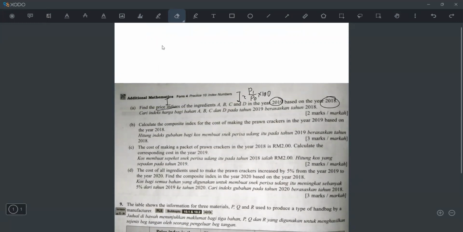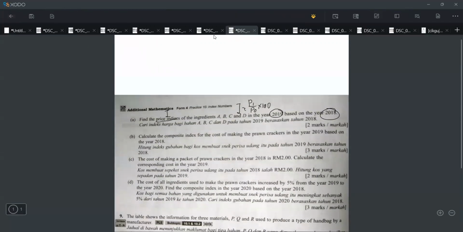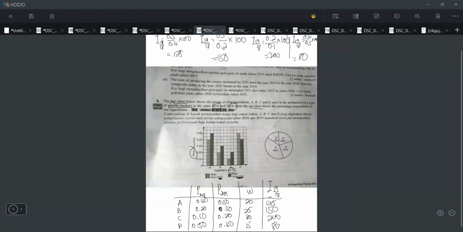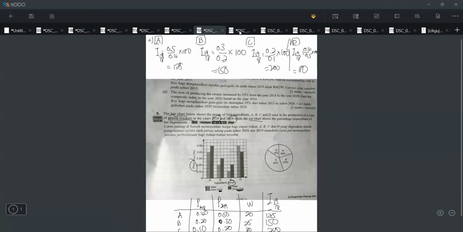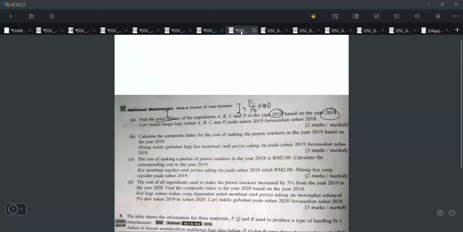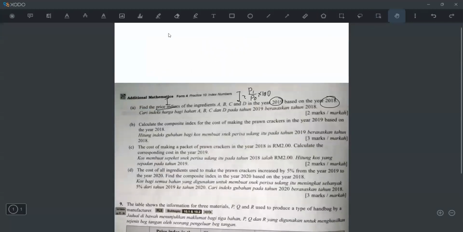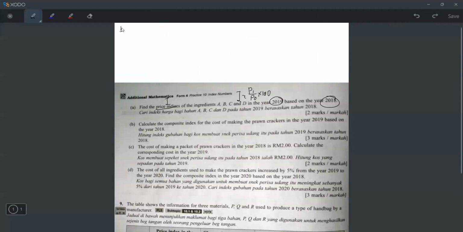So I have to go back there again. Composite. I will take 125 times 20, 150 times everything, and then press, right? Write here. Alright, so B. The I dash for what year? 2019 based on 2018. And I will use the formula. So it will be the sum of I times W, right?